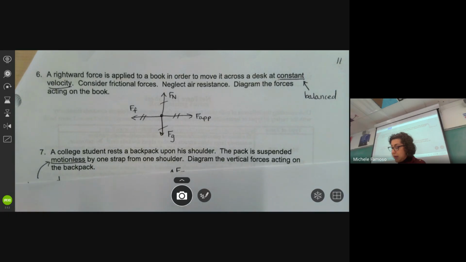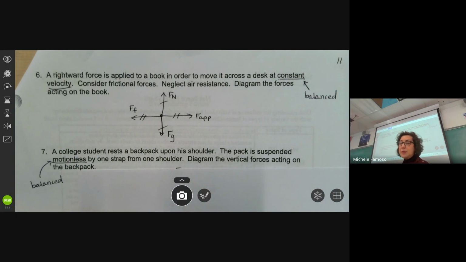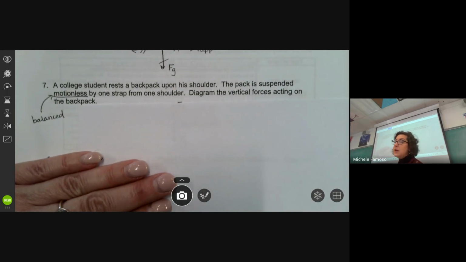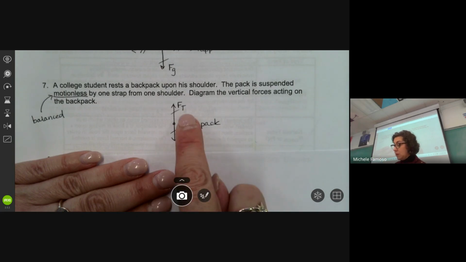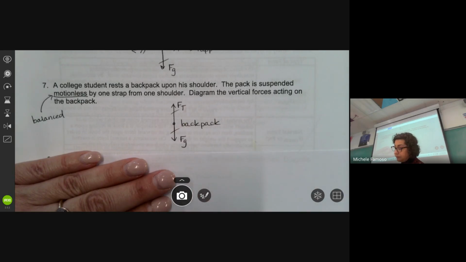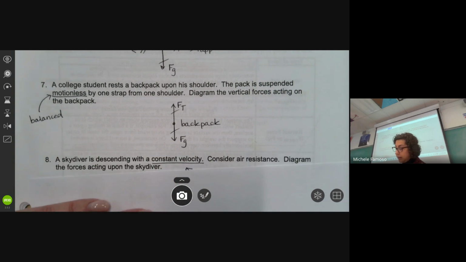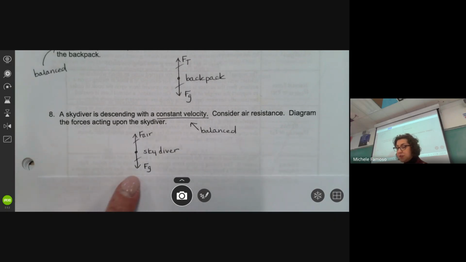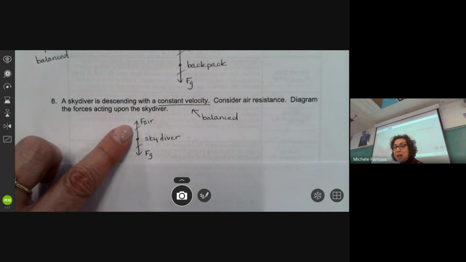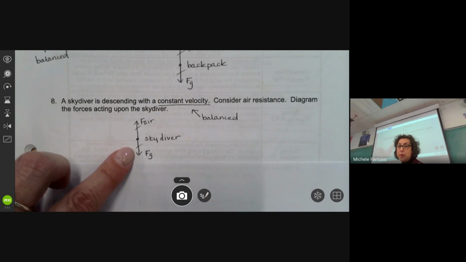Number 7, it says that this backpack is motionless. That means it's at rest. So the forces on the backpack have to be balanced. All right, so hopefully you got the weight acting downwards, FG. The strap acts like a rope pulling it up. So that's FT. The tension and the weight are going to balance. Number 8, constant velocity means that these forces better balance out. So the skydiver would have its weight pulling him down and then air resistance acting up to balance that.